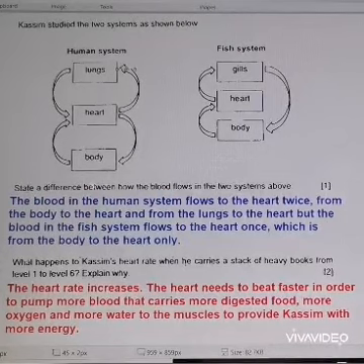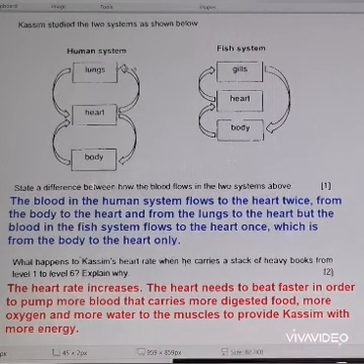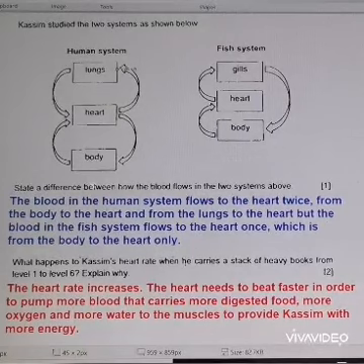Now, do you see the word? In this question, they use the word difference. So, of course, I expect pupils to use the word but over here. Okay? Now, where is the key phrase? The key phrase is talking about the blood flow in the two systems. Remember, heart in circulatory system is always the main part. So that's why I mentioned the blood in the human system flows to the heart twice. You see, I tell people twice.